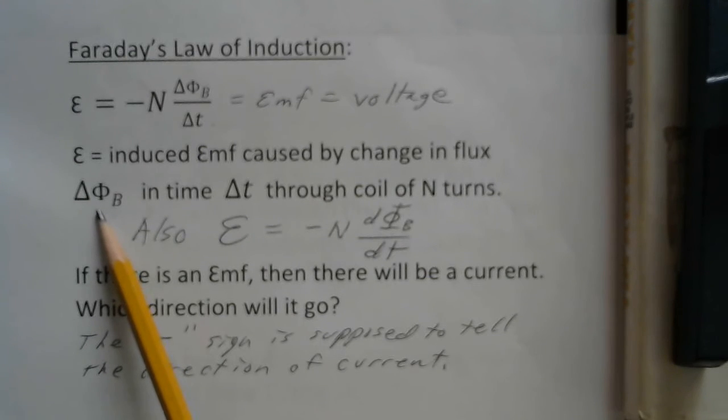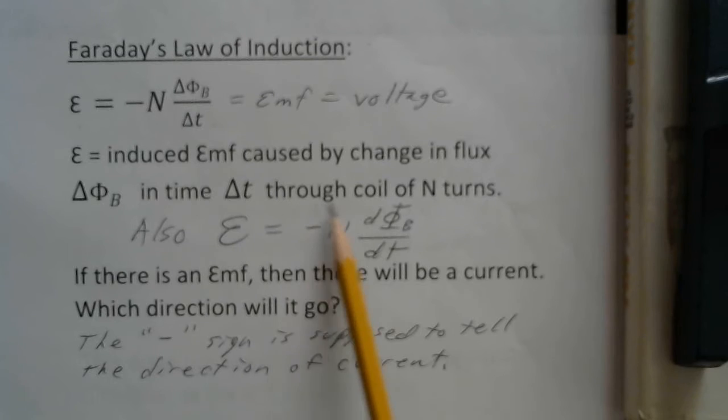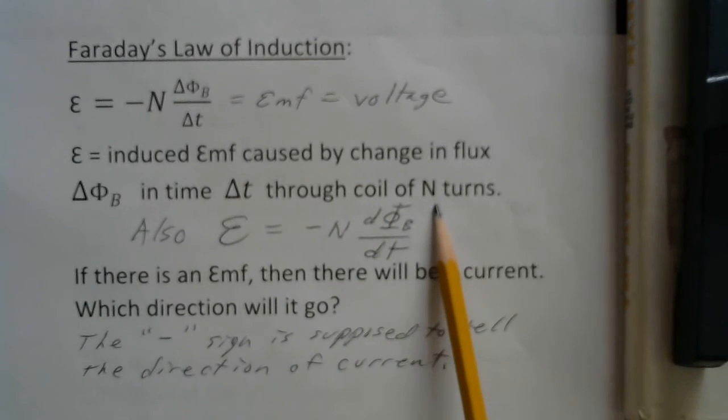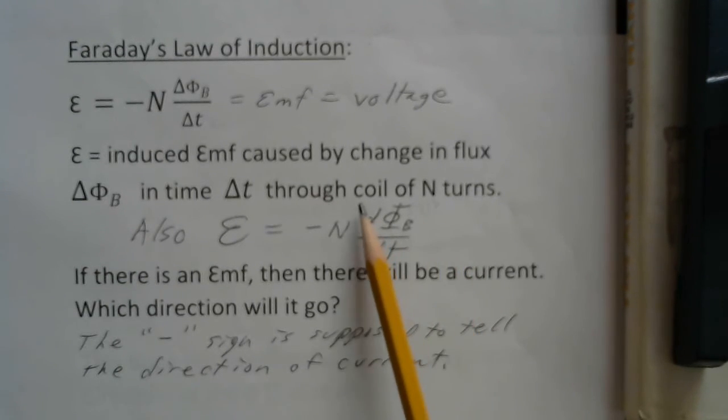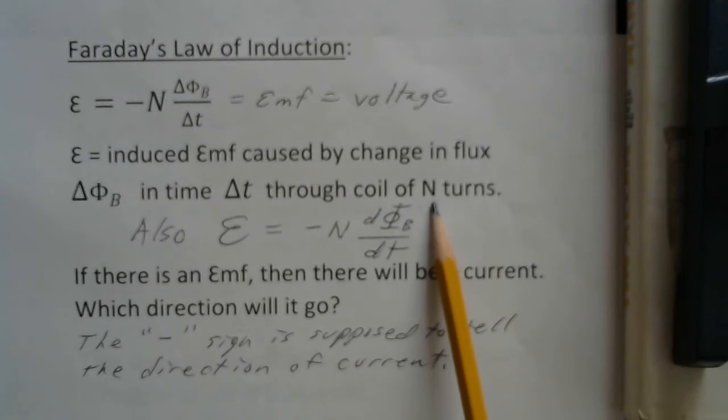Magnetic flux, delta phi, has to change in time through the number of coils of wire, capital N. Of course, if you have only one coil of wire, N is equal to 1. And we make an assumption here that all of the coils have the same area, so all we have to do is count them up rather than treat them individually as individual areas.